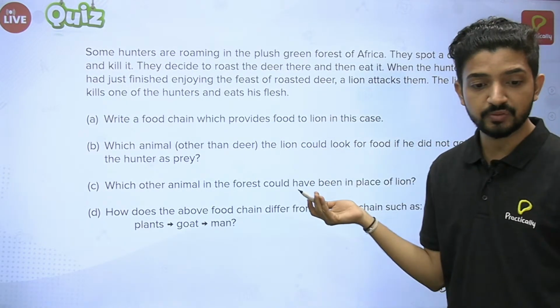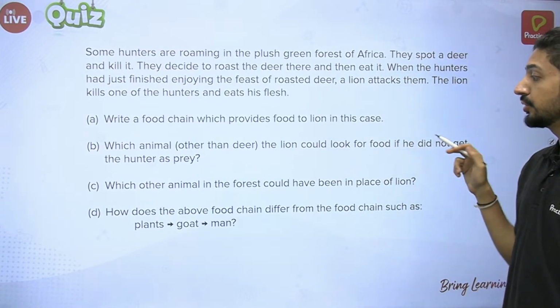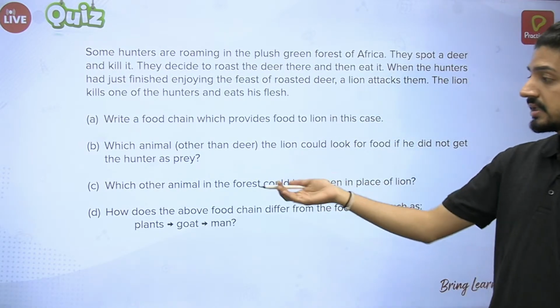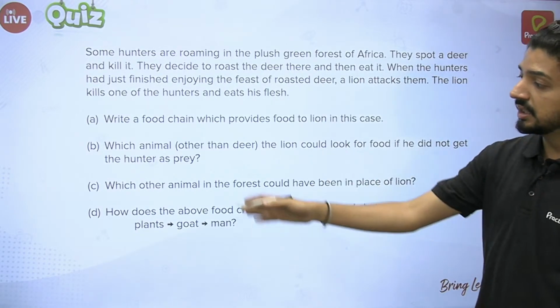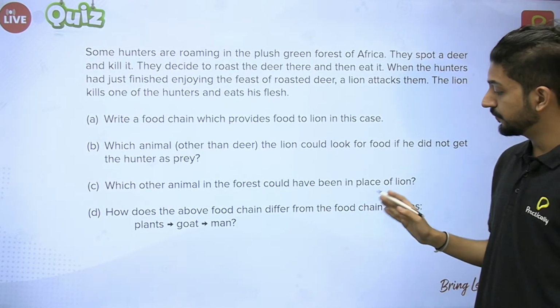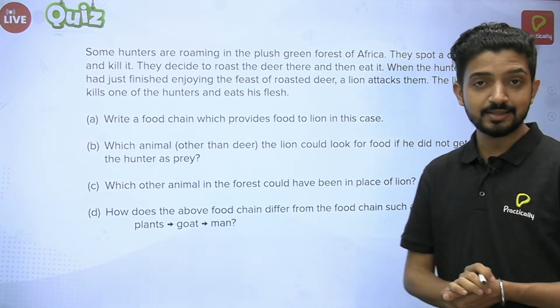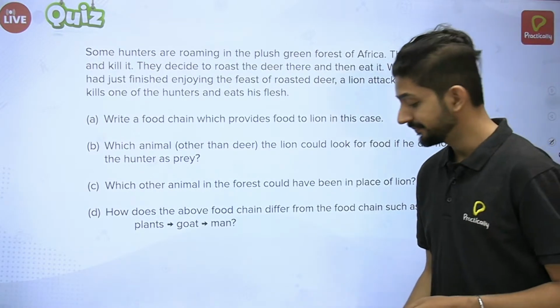That is the A part of the question. B. Which animal other than deer could the lion look for food if he did not get the hunter as prey? C. Which other animal in the forest could have been in place of the lion? D. How does the above food chain differ from a food chain such as plants, goat, man? Okay, interesting question, isn't it? So let's try to answer this question.